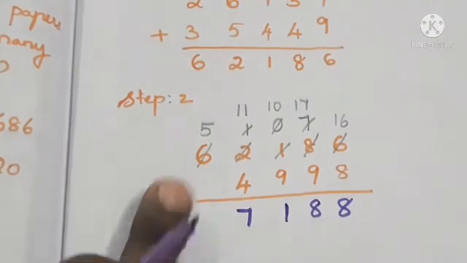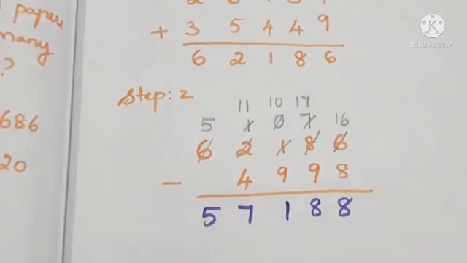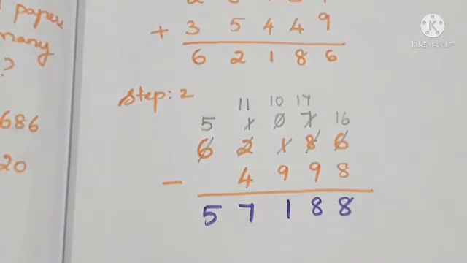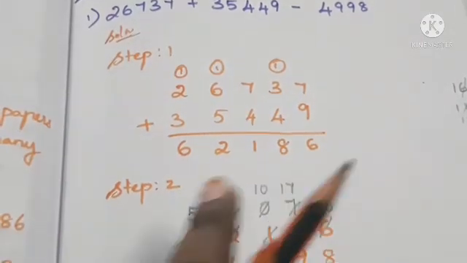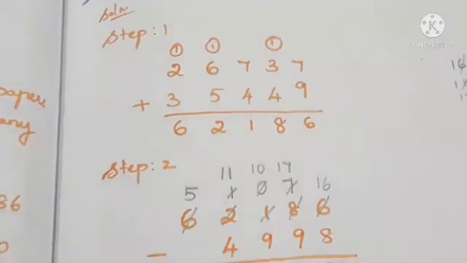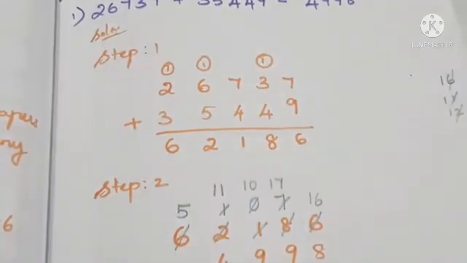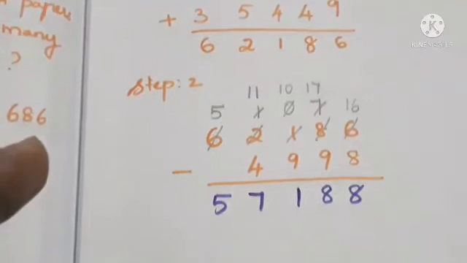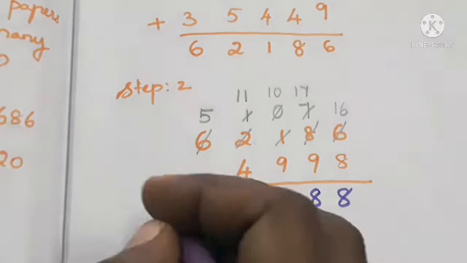And the next value we have is 5 and no number, isn't it? So we have to write the 5 as it is. So from the second step, what's our answer? 57,188. Understood this? When you add the two numbers, that is step 1, you got this answer. And for step 2, we have to take the answer from the first step and subtract the number. That means 4,998 we have to subtract. So we got the answer 57,188.